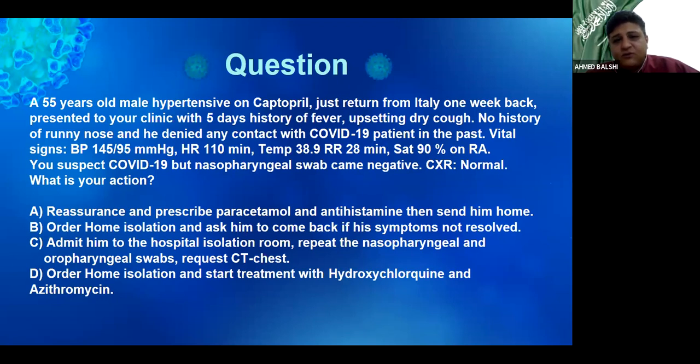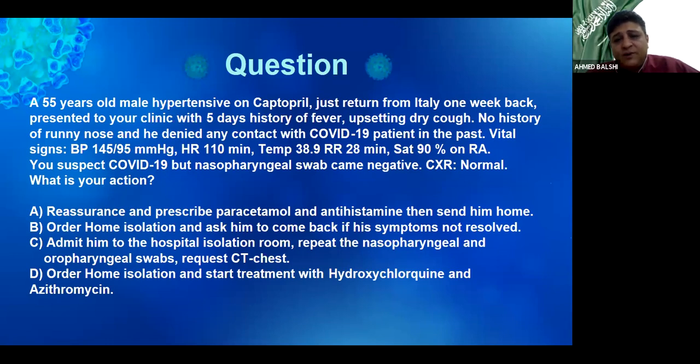This patient has moderate or really alarming symptoms: temperature 38.9, tachycardia, coming from a pandemic area, and the first swab is negative. While the patient has a high suspicion of COVID-19, the answer is C, admit the patient to the hospital isolation room.